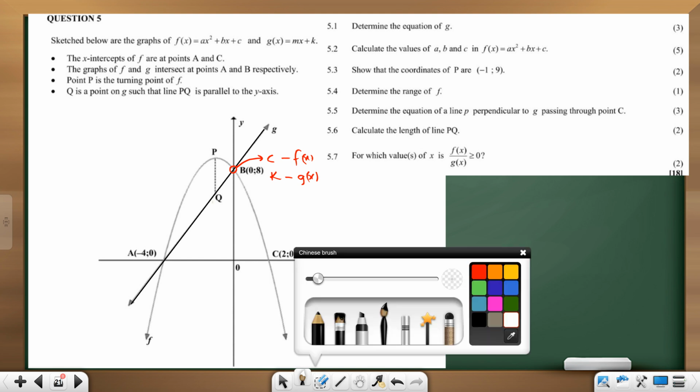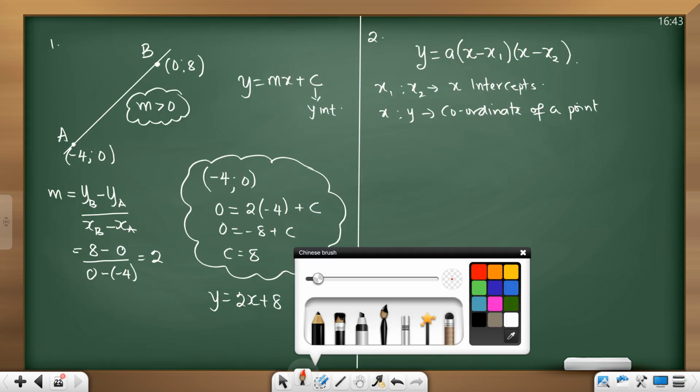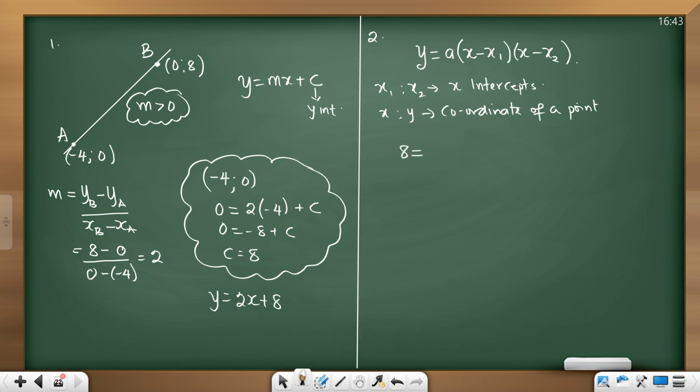Do I know my x1 and my x2? Absolutely. -4 and 2. Do I know a point on the graph? Yes, 0 and 8. Do you see that? So x1 is -4, x2 is 2. Let's just substitute. And we know 0 and 8. My y value is 8. I do not know my a. My x value is 0 minus x1, which is -4, multiplied by x, which is 0 again, plus 2.